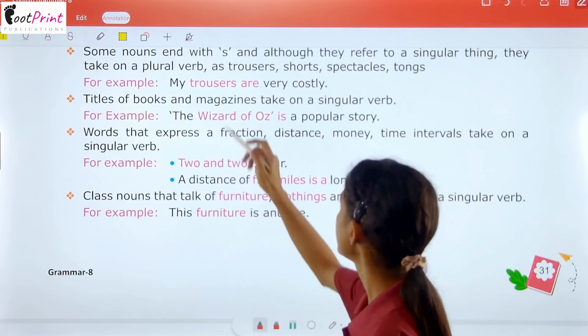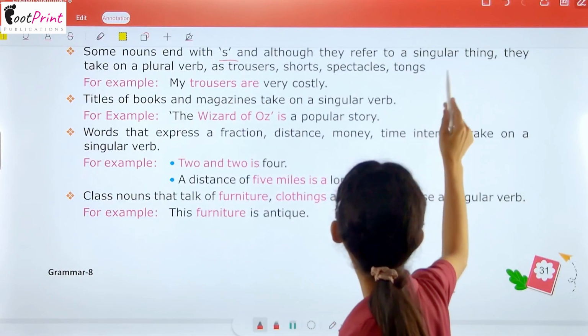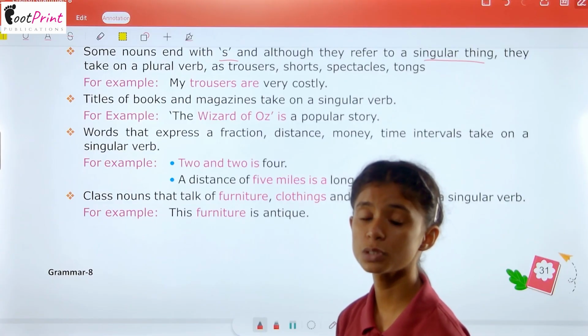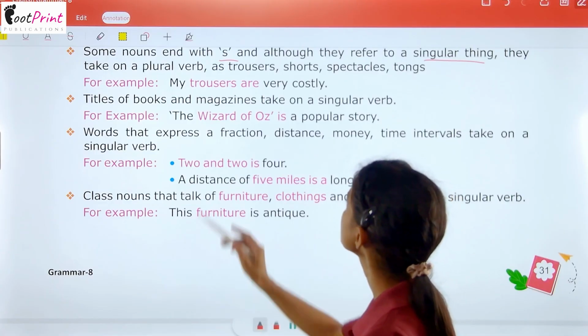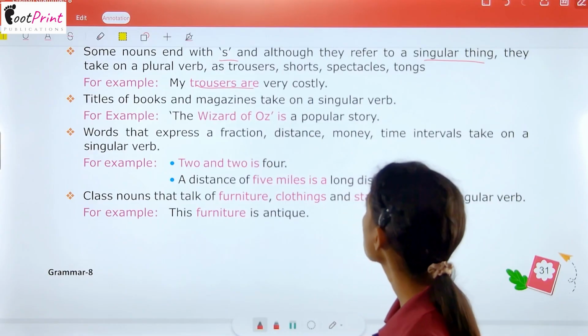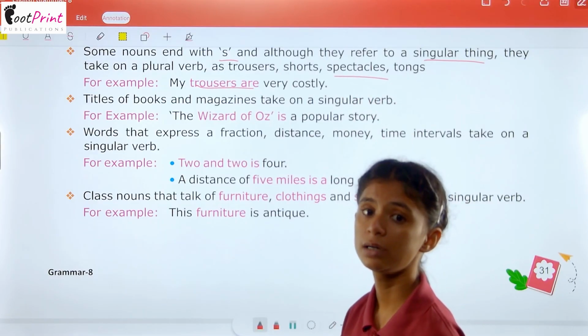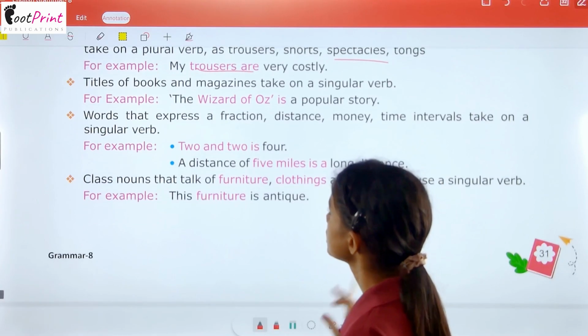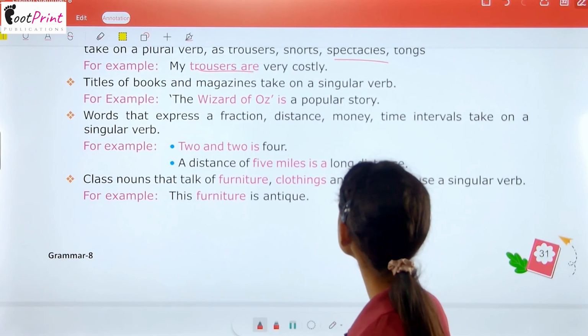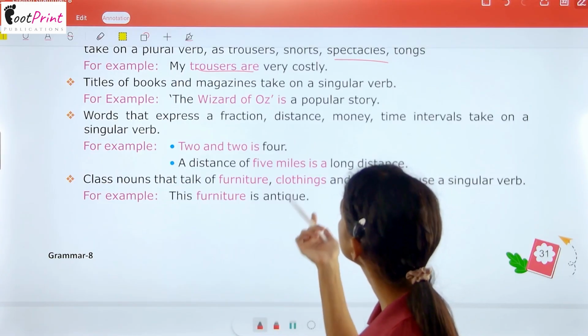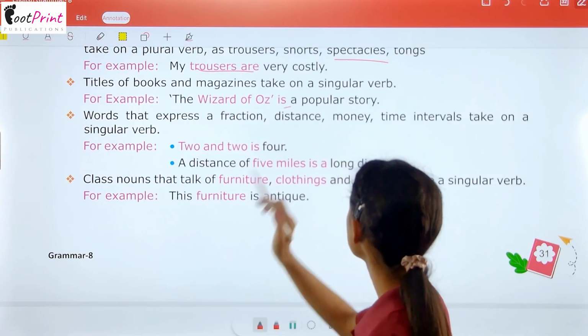Some nouns end with s, and although they refer to a singular thing, they take a plural verb. How? My trousers are very costly. Okay. My spectacles are bright. Titles of books and magazines take a singular verb. When we are talking about the title of a book, it will take a singular verb. The Wizard of Oz is a popular story.